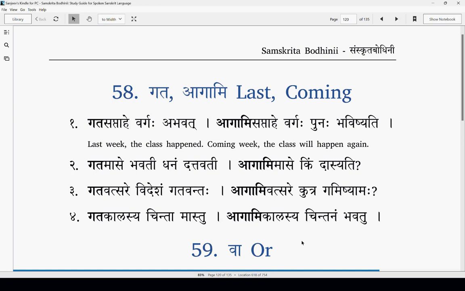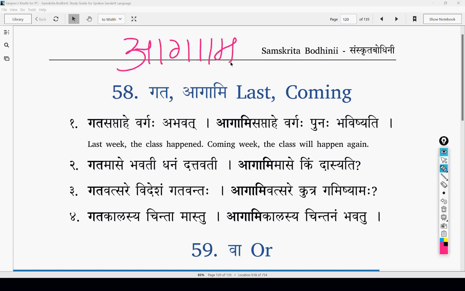Now agami is also a similar thing, but agami is a halanta padam. It's not like ikaranta, rama, kavi, not like that. It is agamin. So if you want to split it, then you have to know this is the pratipadikam, agamin. You have to know the form of this word if you want to split it. Otherwise, keep it simple. Don't split it. It is a compound word.